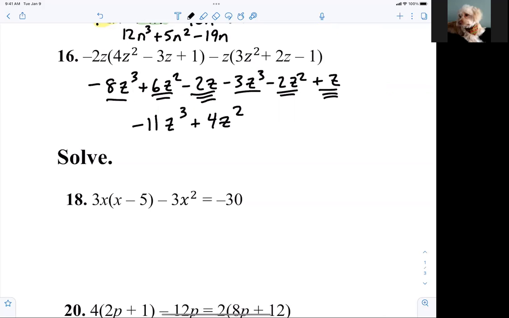And then what's left? I can't remember here. That's okay. So I did the last two here. Okay, and just negative z. Easy, easy, easy. Super easy.